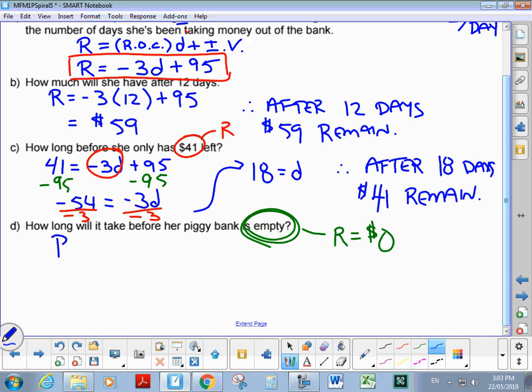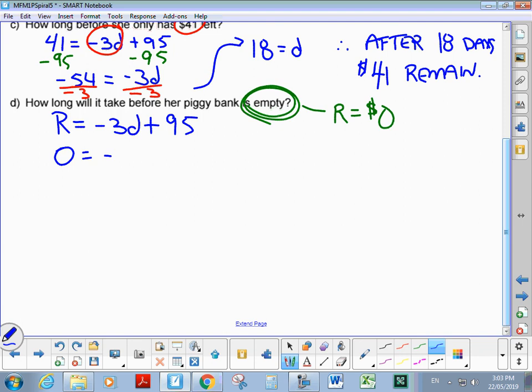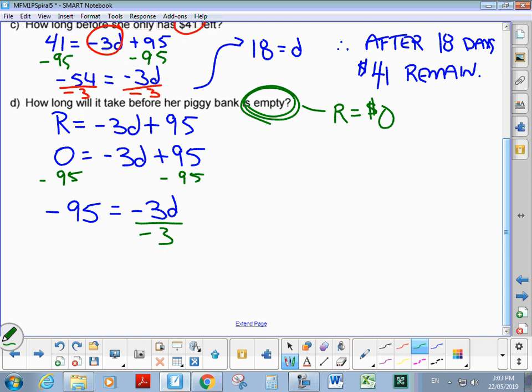So we know the equation is R equals negative 3D plus 95. We just said R is going to be 0, so 0 equals negative 3D plus 95. Same skills as above. We're going to get the 3D by itself, so we subtract 95 from both sides. So negative 95 equals negative 3D. Divide both sides by negative 3. And we find out D is 31.7 days. So it's a decimal.